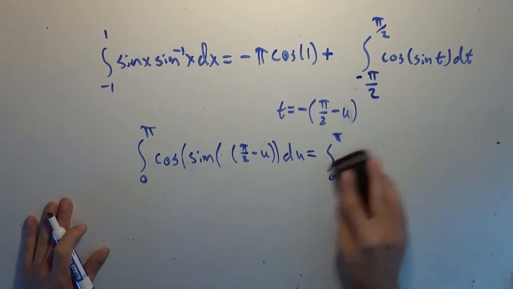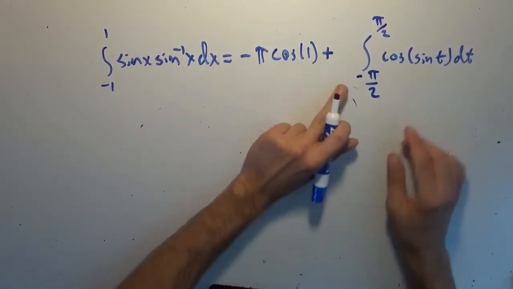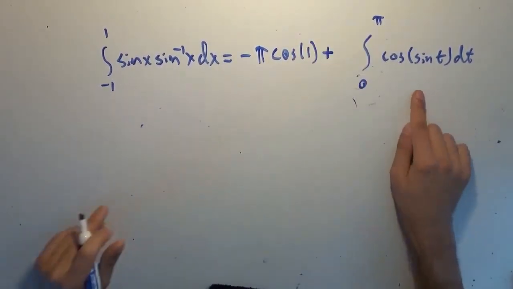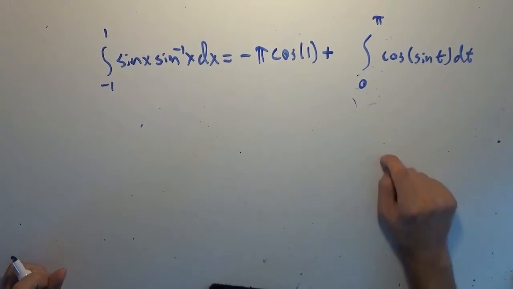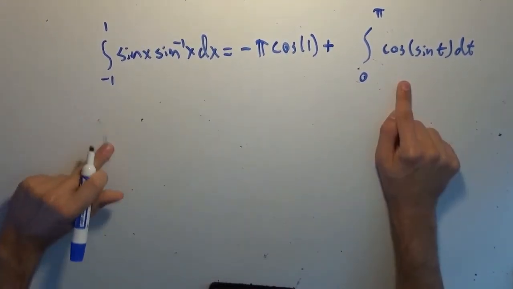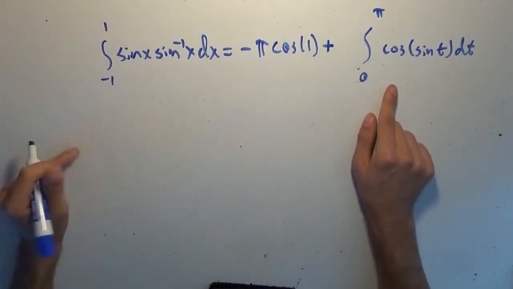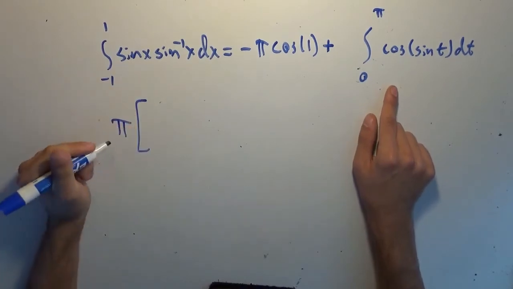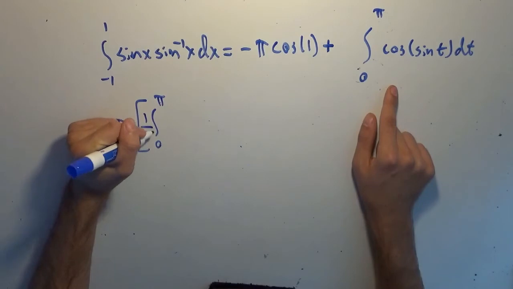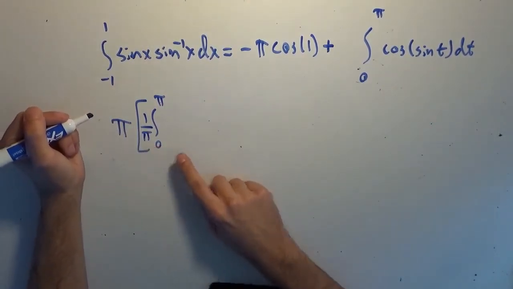So what this is actually equal to in the end, what our integral is, is negative pi times the cosine of 1 plus the integral from 0 to pi of cosine of sine of t dt. But what the heck is this? We're going to rewrite this slightly. So what we're going to do first is factor pi out of both of these things. So we're going to end up with pi times the quantity, which is the integral from 0 to pi, times 1 over pi, by the way, because there's no factor of pi over here, so we have to factor pi out, so we have to multiply by 1 over pi.